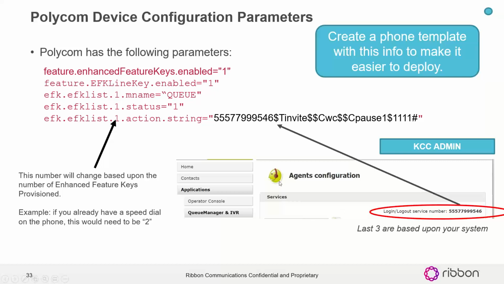And here's where under agent configuration, under applications, Queue Manager IVR, under agent configuration, you see the phone number here. It's a long digit number. That's what is actually dialed to log into the queue, not the queue number itself, but this number, and then 1111#. And so this shows a Polycom, the parameters for that, with the waiting to be connected, and the pause.